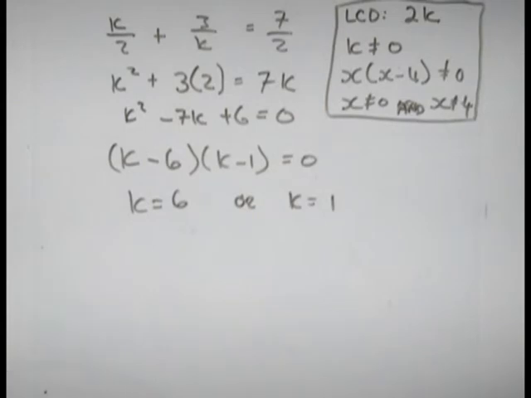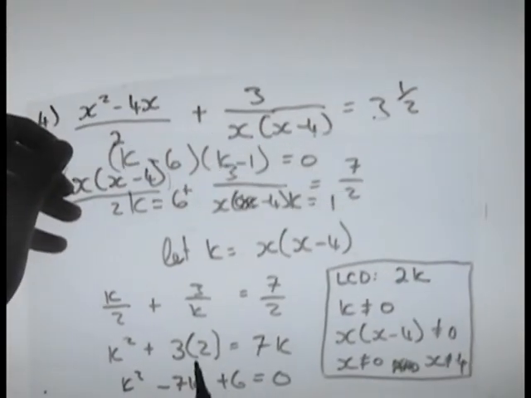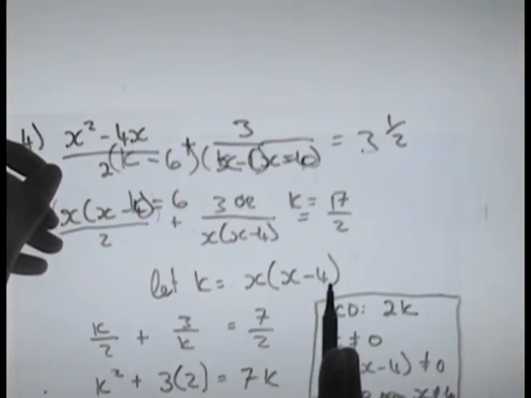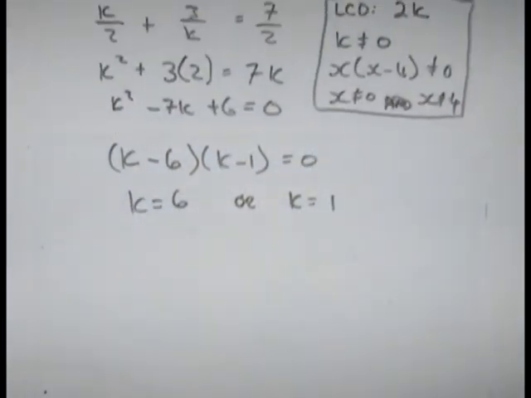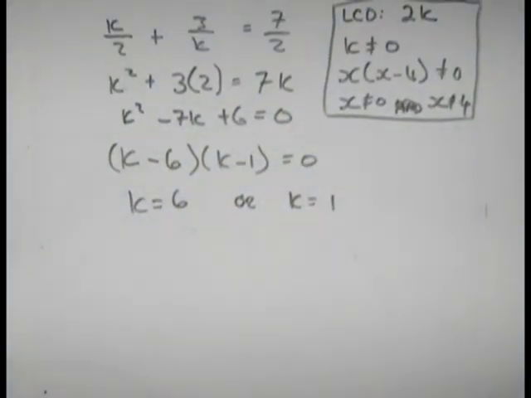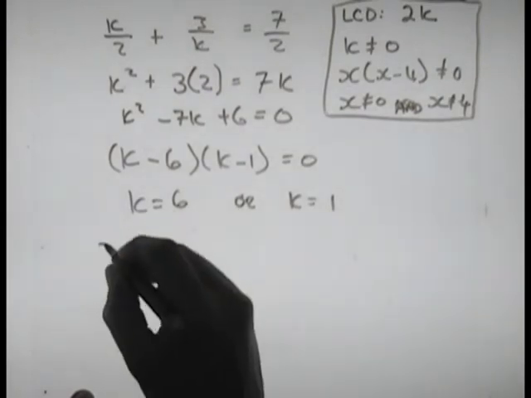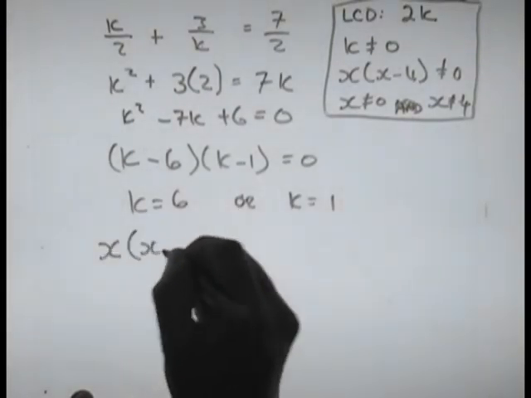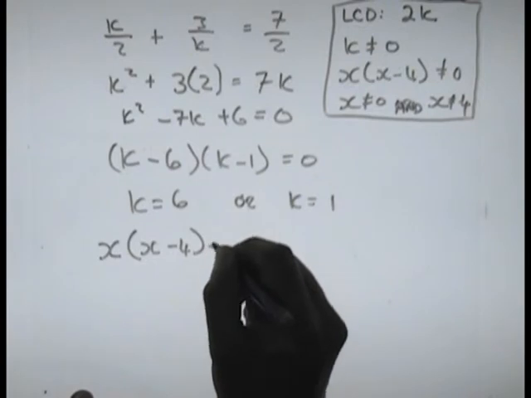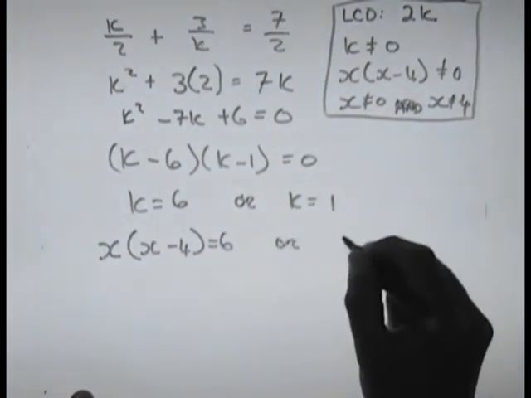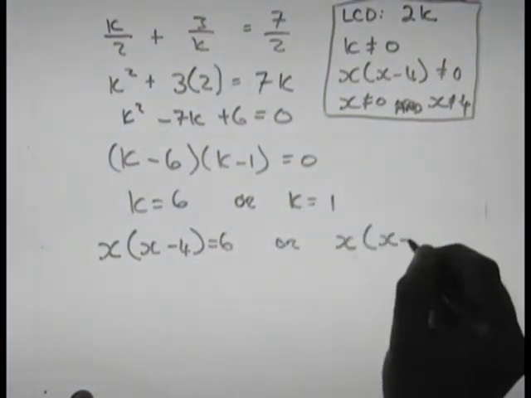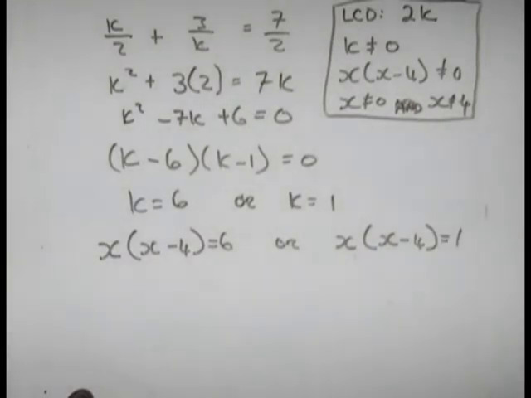That's not the end of it. Remember that earlier on I did say k equals x times (x minus 4). So we are going to use that again. K is equal to 6. That means that x multiplied by (x minus 4) is equal to 6, or x multiplied by (x minus 4) is equal to 1.